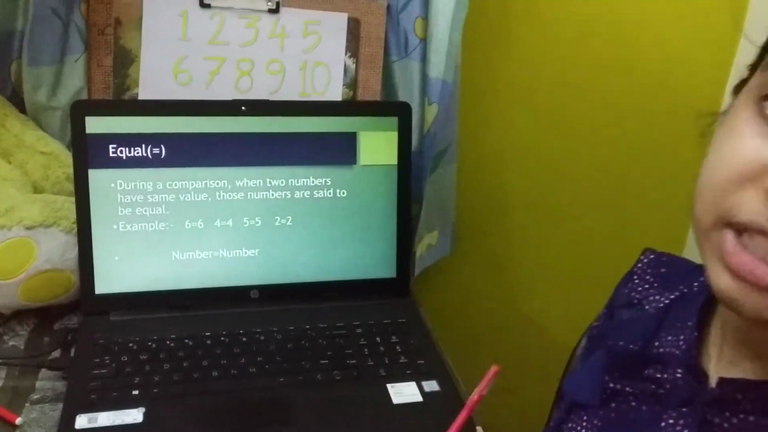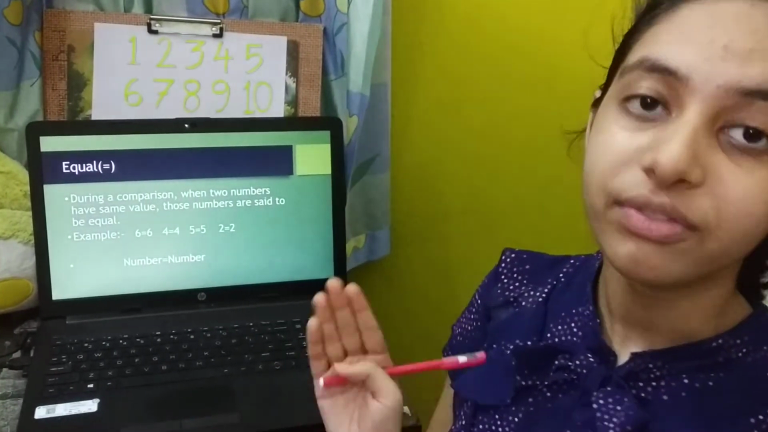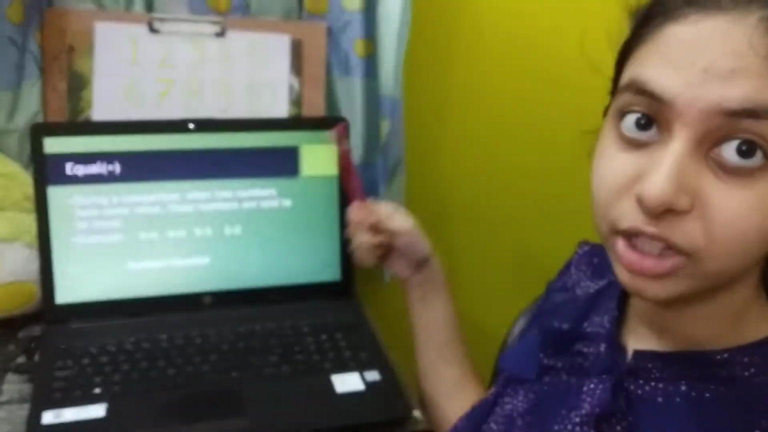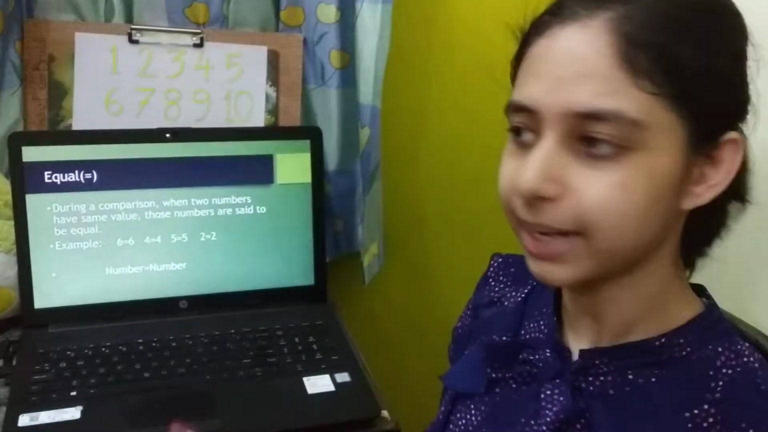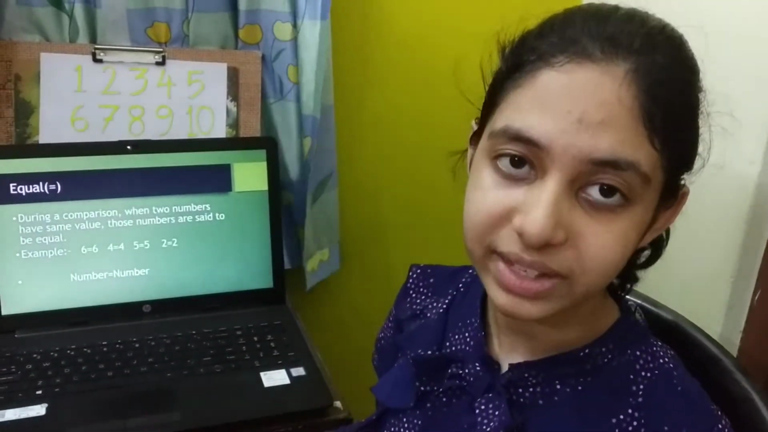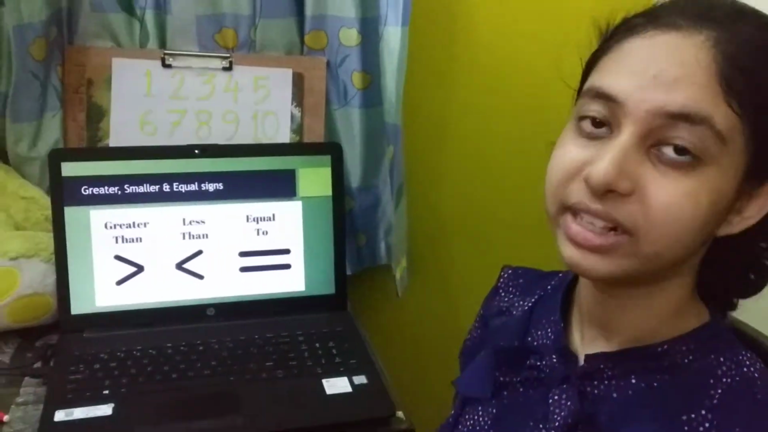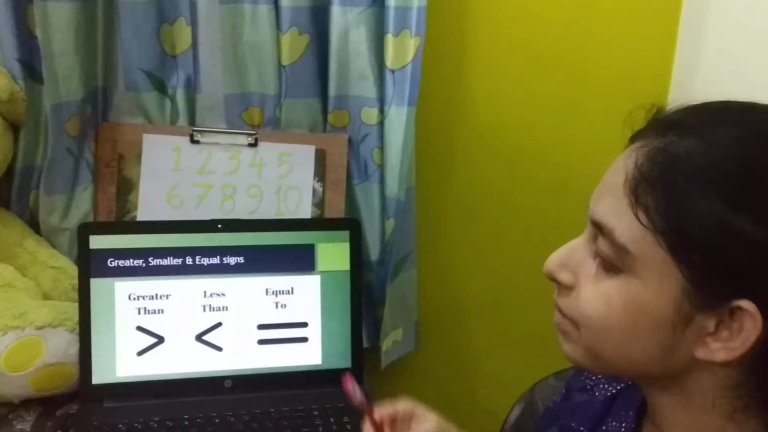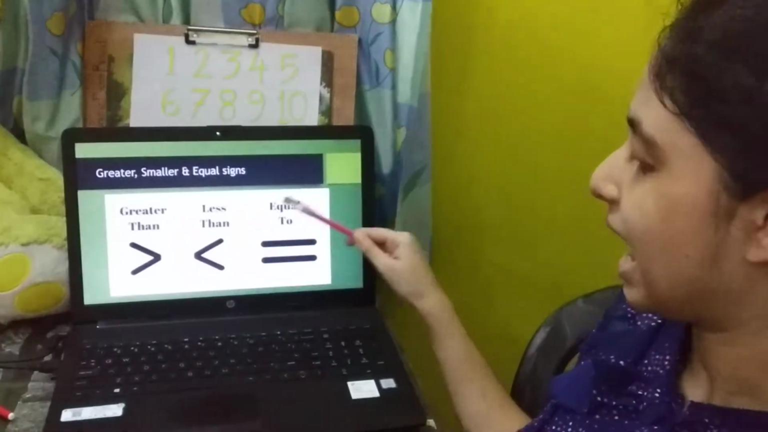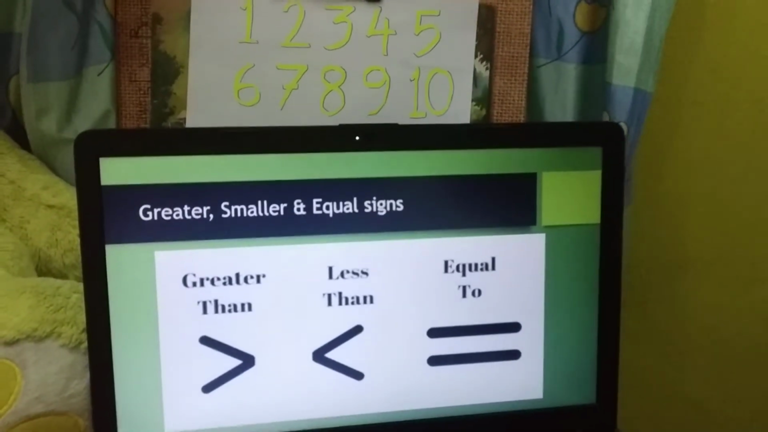Now tell me which comparison do we find between 4 and 4? Yes, equal. 4 is equal to 4 because they are the same. Similarly, we know that 2 equals to 2. That is, a number is always equal to itself. So here are the signs for greater, smaller and equal. Greater is represented like this, less than like this, and equals to is represented by two straight lines.